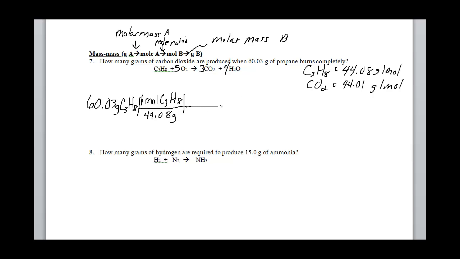Okay, next step. Get it from moles of propane to carbon dioxide. Well, from my balanced equation, I know that I get 3 moles of carbon dioxide for every 1 mole I use. Okay, so now we've just changed it to moles of carbon dioxide. I'm right here in my step. I've just changed it to moles of B.